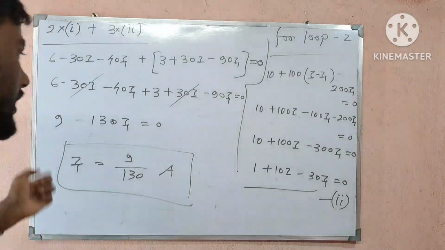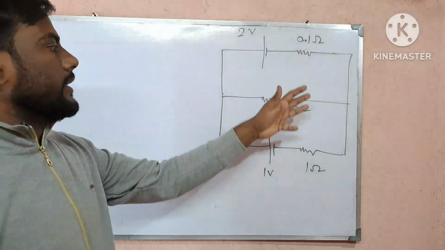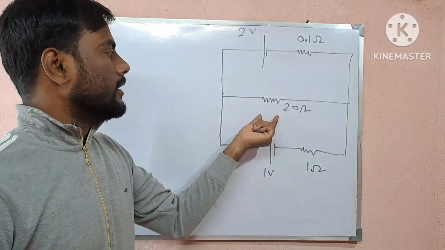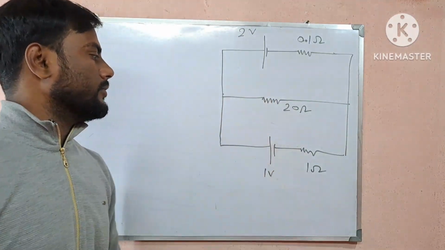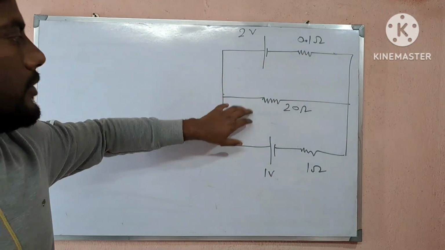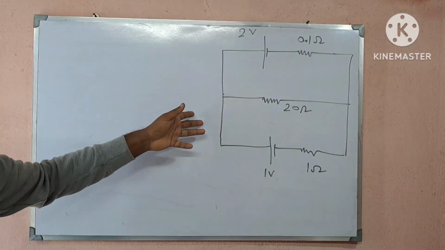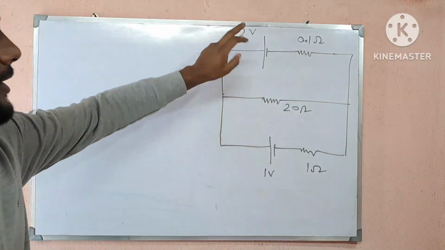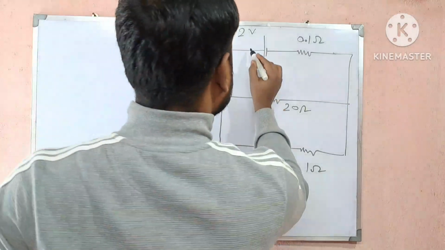Now we will solve another one. See this circuit, here you have to find the value of current flowing through this 20 ohm resistor. So how we will solve it? These are two loops. We can easily apply KVL here. So among these two batteries, 2 volt is the larger one. So we'll break the current from here.